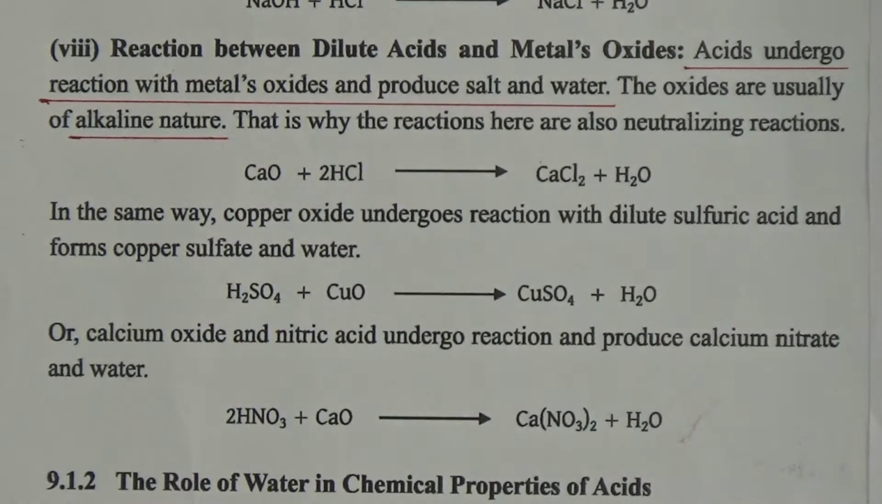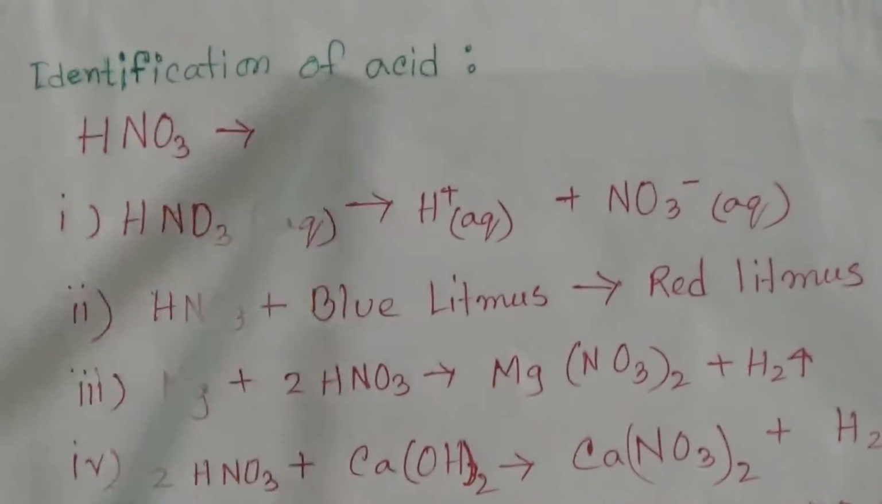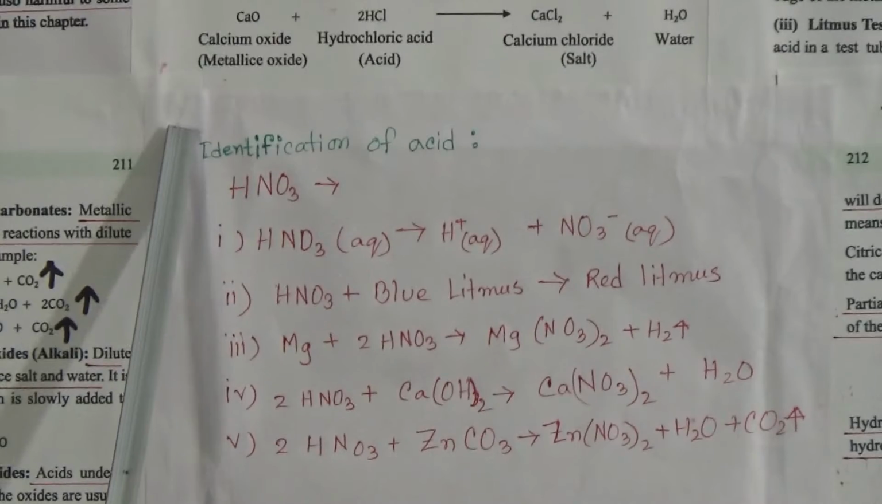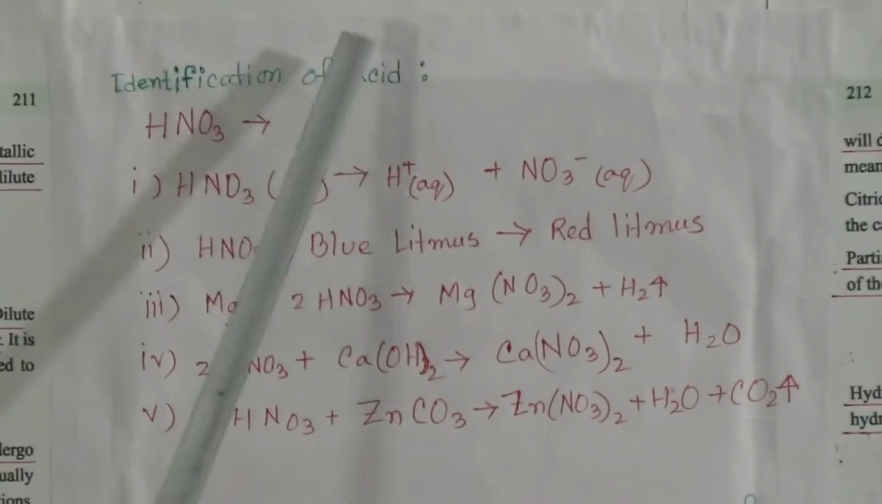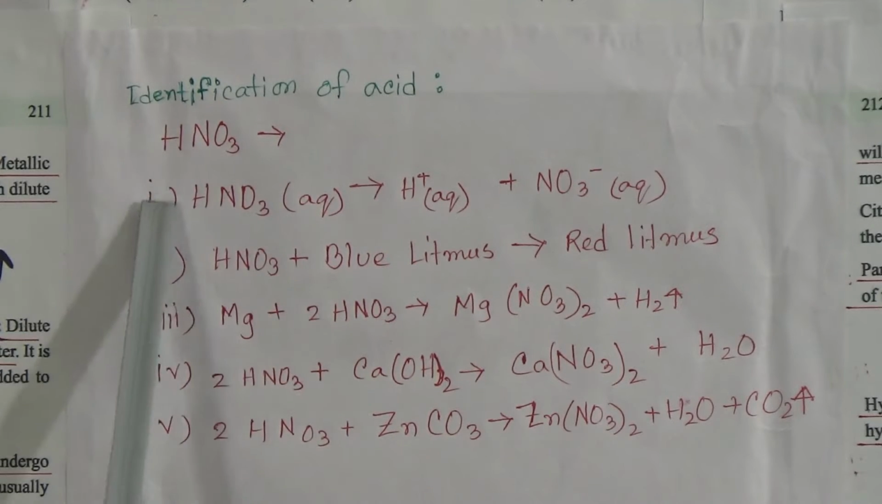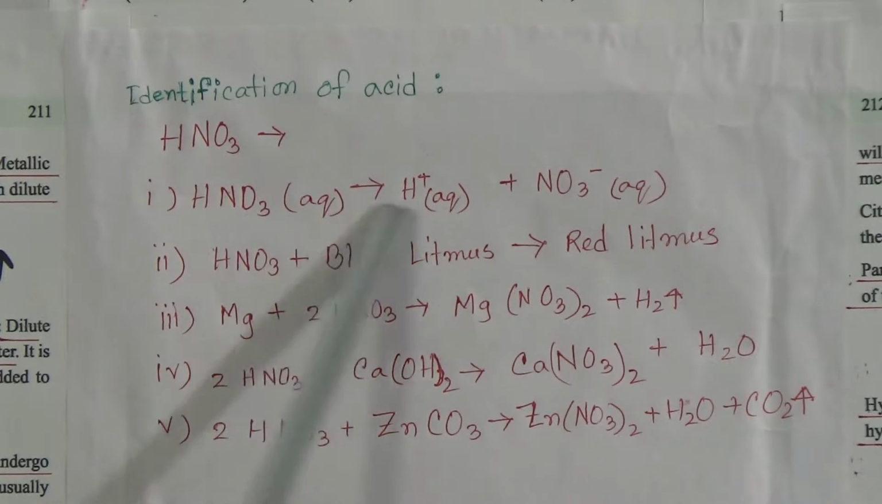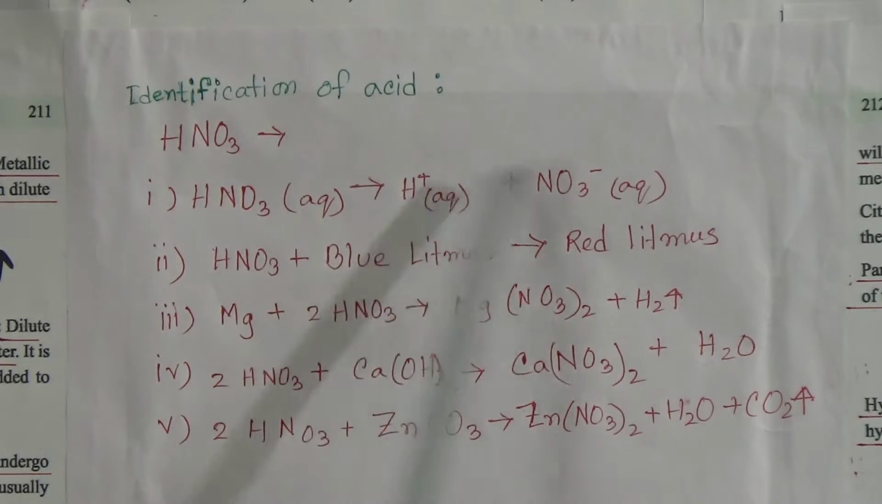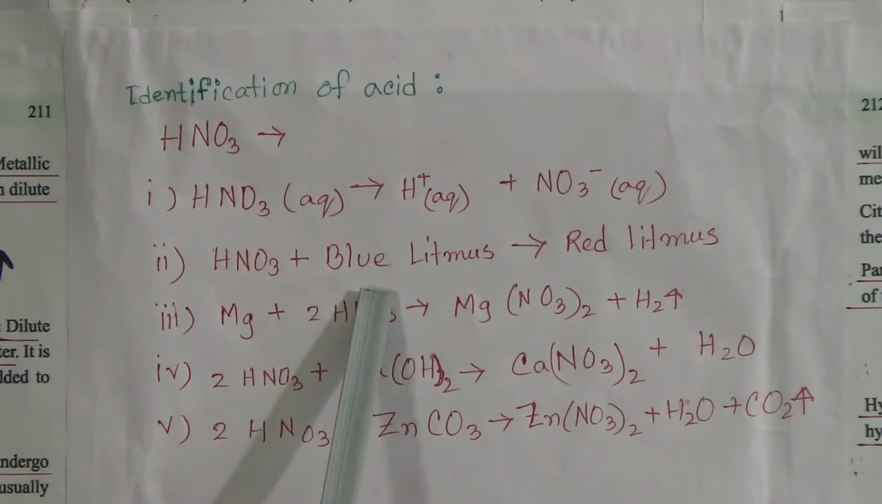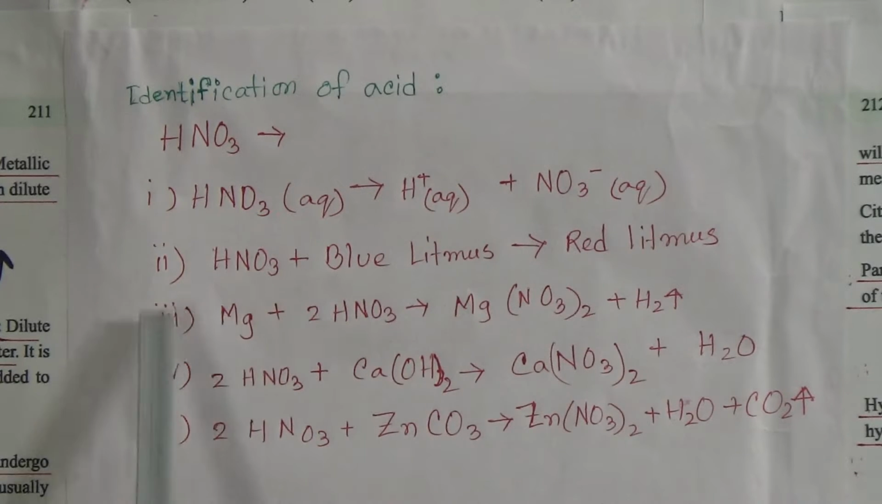Now come to the role of water in chemical... okay, sorry, come to identification of acid. By applying these characteristics, we have to practice the identification of any acid. Come to nitric acid. In nitric acid aqueous solution, it gives a proton and nitrate ion. Now nitric acid turns blue litmus into red litmus.